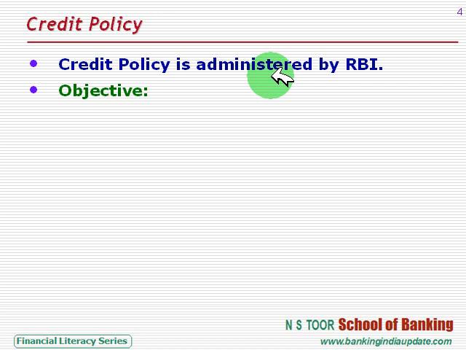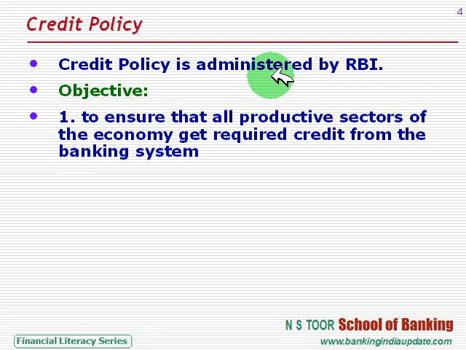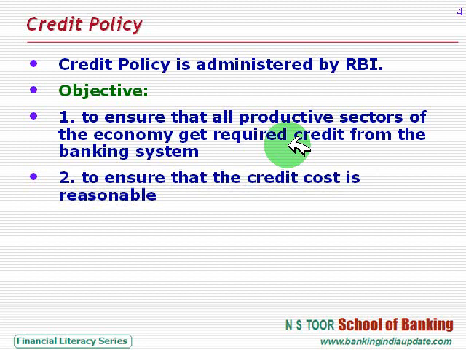What are the objectives of credit policy? The first objective is to ensure that all productive sectors of the economy get required credit from the banking system. Those who want to produce goods and services should not feel handicapped by the availability of credit. So to make credit available to all productive sectors of the economy is one of the objectives of credit policy. In addition to credit availability, the objective of credit policy is to ensure that credit cost is reasonable. Those who want to borrow should get the money at reasonable cost, at reasonable rate of interest.